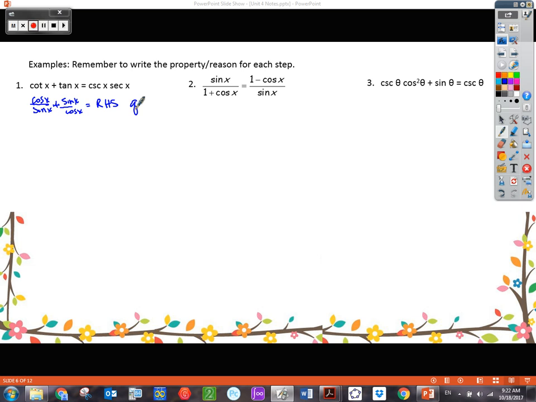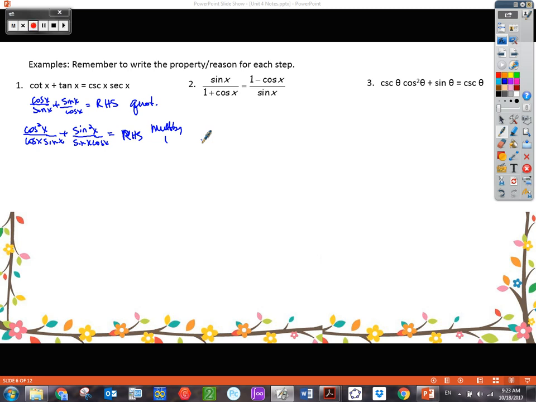So the reason I did here was quotient. Now I have 2 fractions. I want to get them together, so I'm going to need to get a common denominator. I'm going to multiply both of those by 1, and they're going to be different ones, right? I don't have to use the same one every time. So I'm going to multiply this one by cosine over cosine, and this one by sine over sine. So this would be cosine squared over cosine sine plus sine squared over sine cosine. And this equals the right-hand side, and the reason is multiply by 1, or you can say common denominator, whichever one you would like to do.